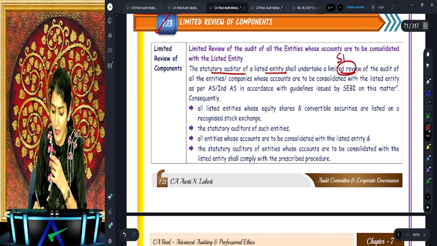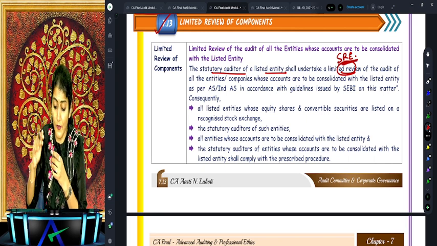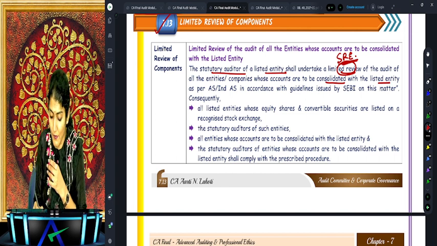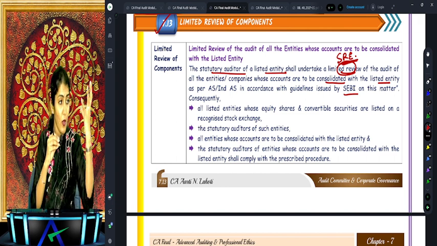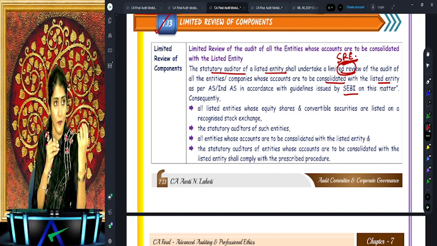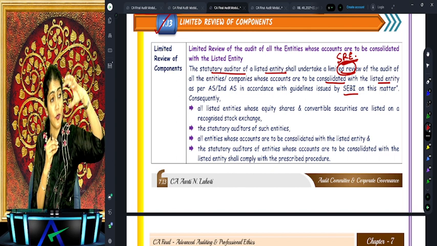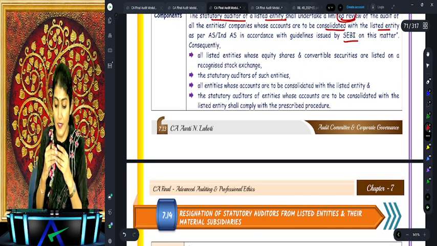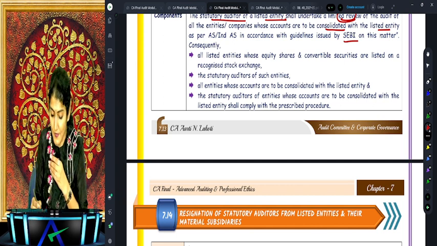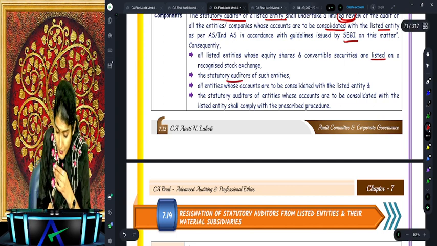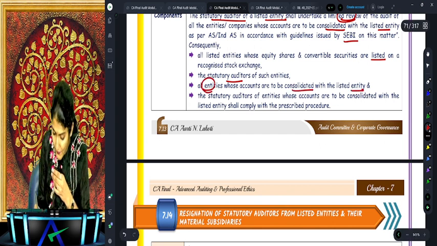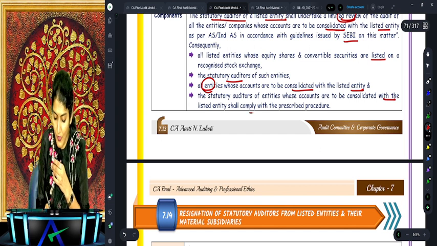You know LR? Limited review, limited assurance, SRE, of the audit of all the entities, companies whose accounts are to be consolidated with the listed entity as per Ind AS in accordance with the guidelines issued by SEBI. So all the companies which are to be included in the consolidation, the parent company auditor needs to do an LR of all those components, right? And for all listed entities whose equity and convertible shares are listed on a recognized stock exchange, the statutory auditors of these entities, what will they do? For all entities which are to be consolidated, statutory auditors will follow the prescribed procedure.